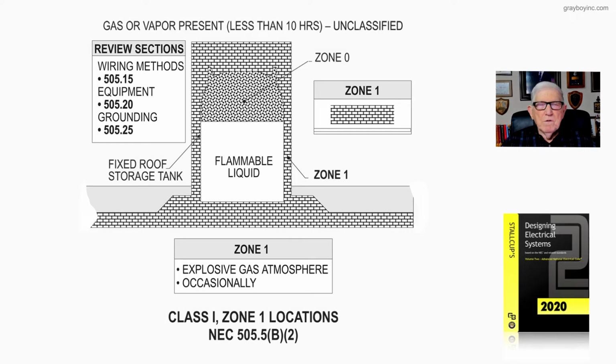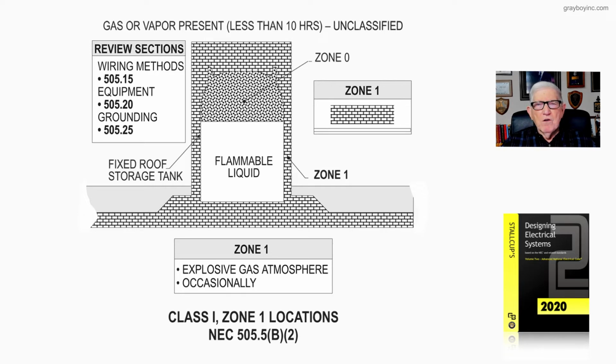Now let's review this figure 21-60, and we're determining what is a Class 1 Zone 0 location in accordance with NEC 505.5(B)(2). Now notice again the Zone 1, it gives you the description of the Zone 1 location, and notice it's outside the tank, not inside. That'd be Zone 0, but it's outside the tank.